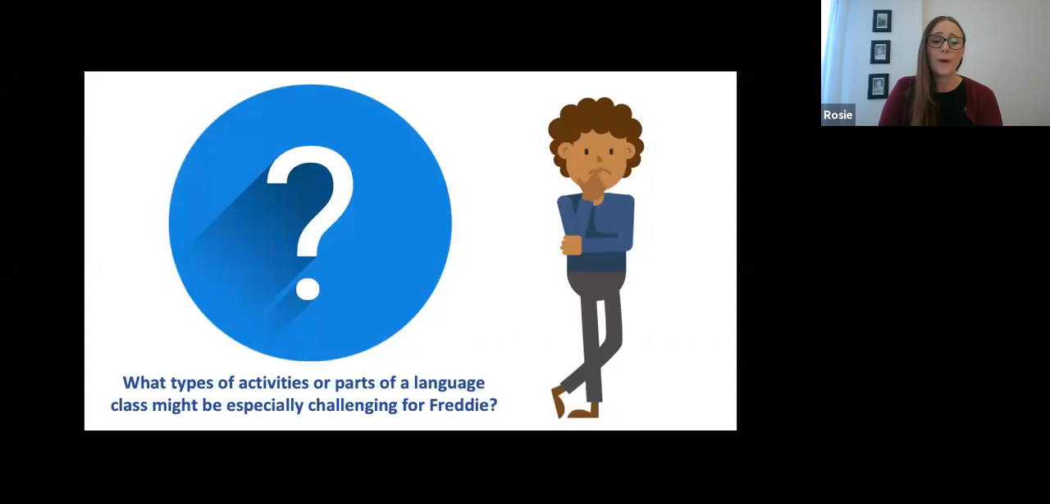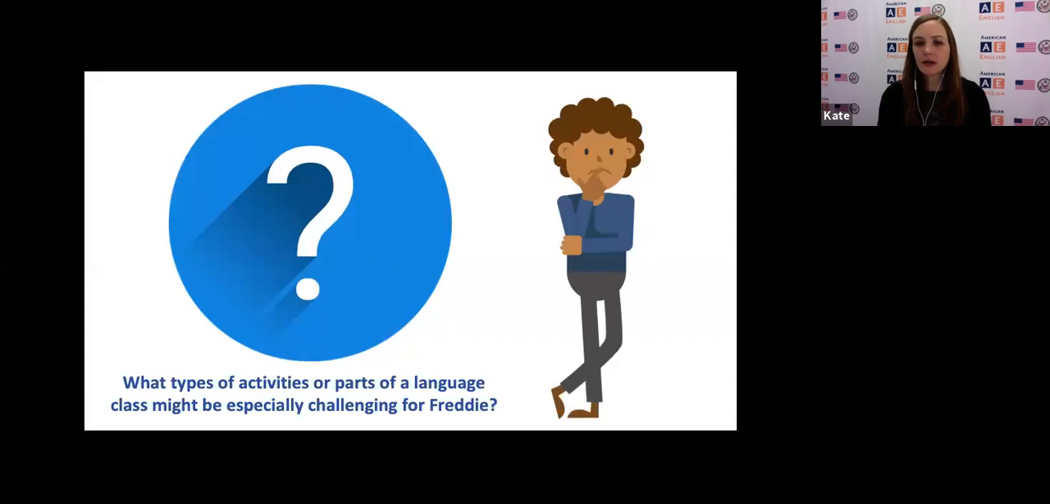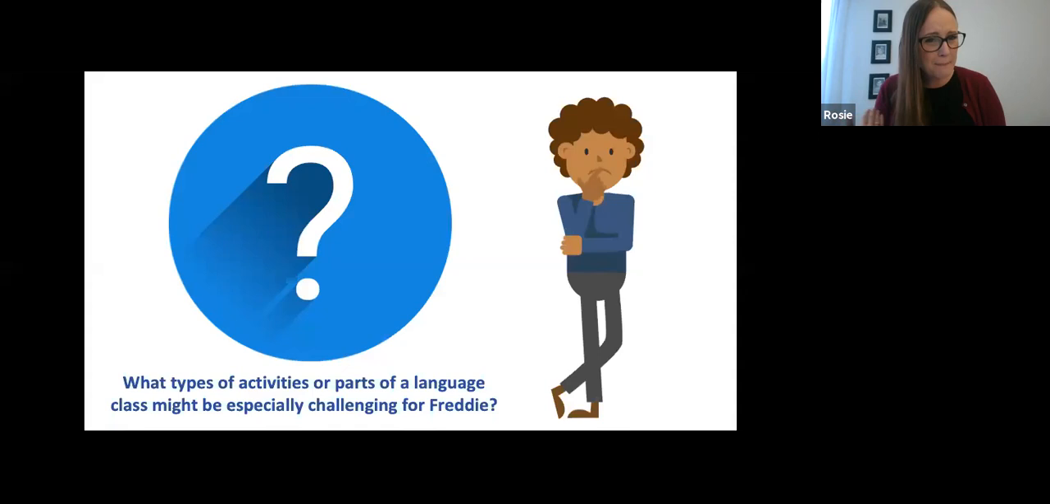So what are some of the difficulties or challenges that Freddie might face when we're thinking about the activities we do in our classroom? What types of activities or parts of a language class might be difficult for Freddie? And Rosie, could you describe him again as people give their answers? So Freddie, we can even think about it in the context of the classroom. He might sit towards the back. He has a hard time focusing for long periods of time. He gets nervous when he has to speak out loud. We know he's a good kid, but he might have a hard time putting together full sentences. He second guesses himself.